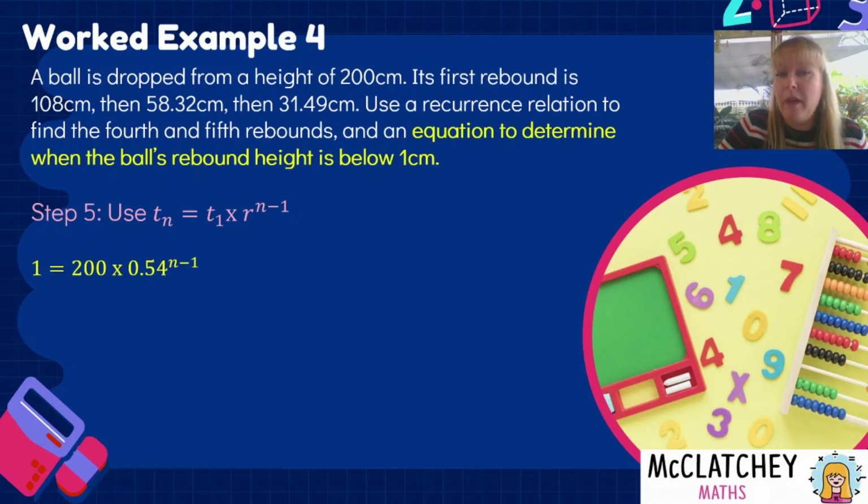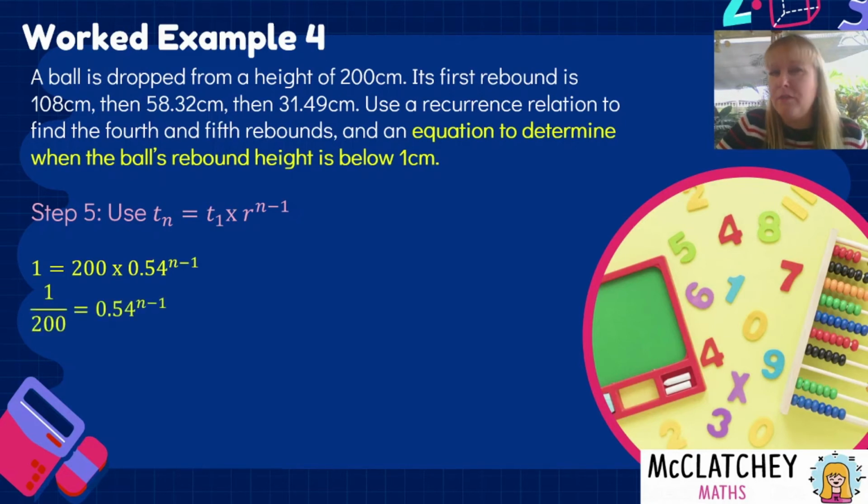I'm going to multiply that by 0.54 raised to the power of n minus 1. Now I don't know how many times it's going to bounce. I need to find n minus 1. And this is a problem because I don't know in general maths how to find a power when it's all by itself. Now, if you're in math methods, you're going to want to use logarithms. I'm going to show you today how to use the calculator to find this with the iterative function.